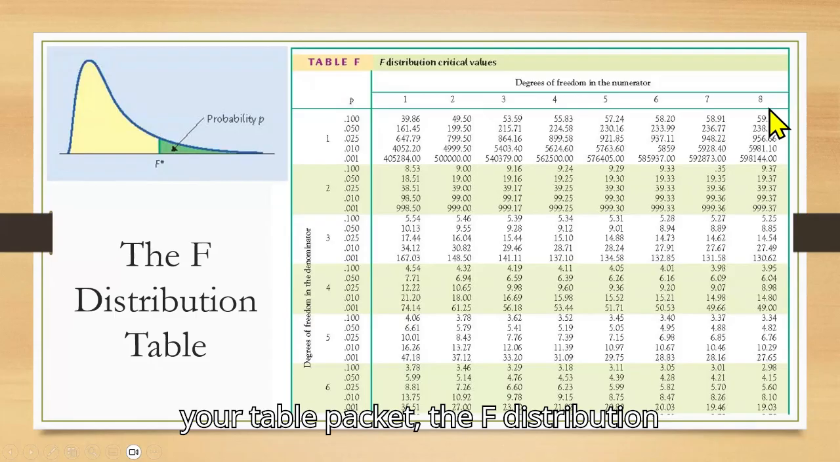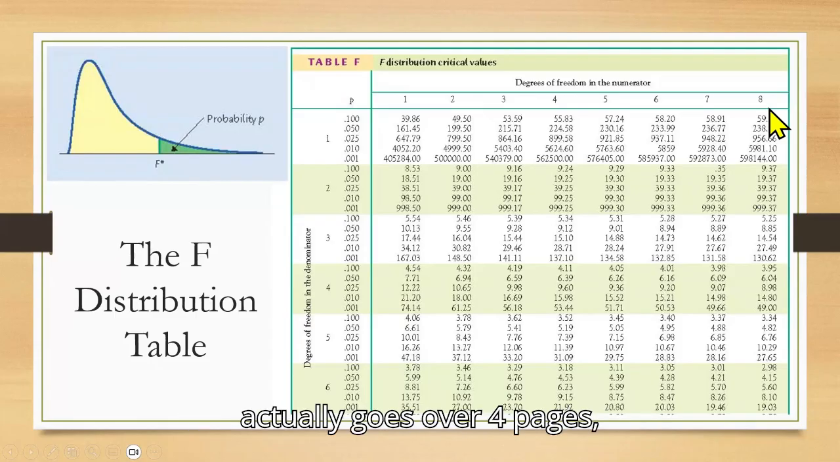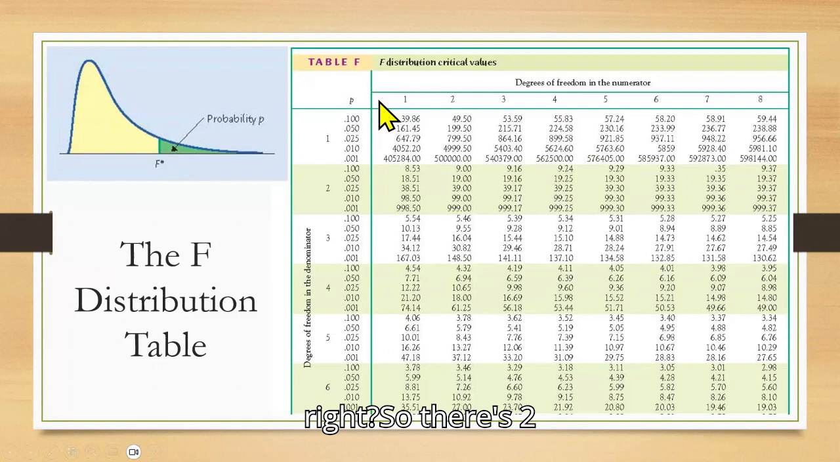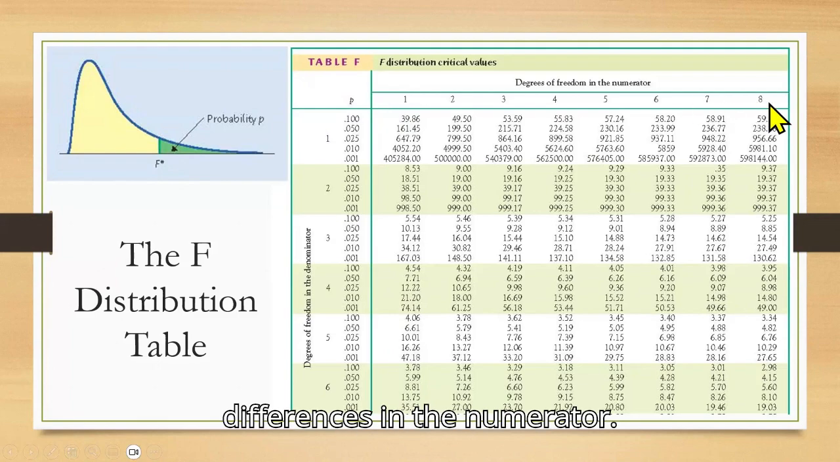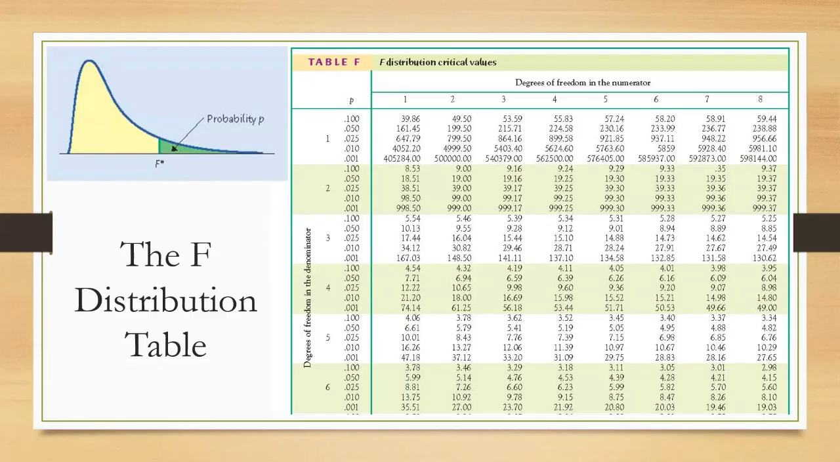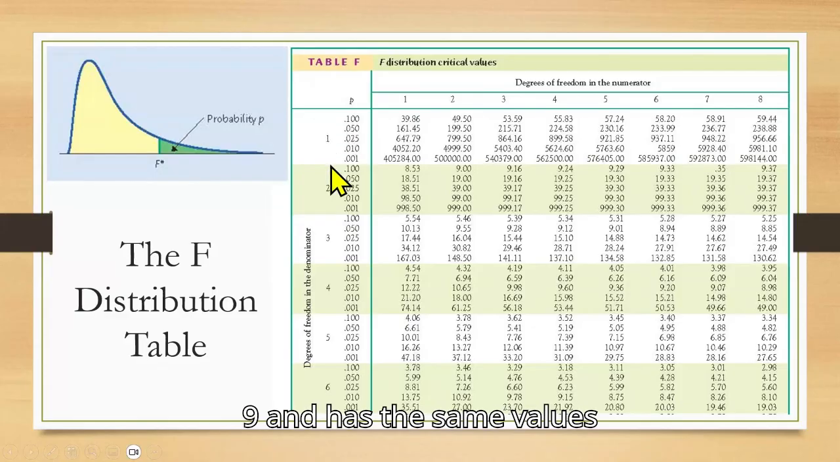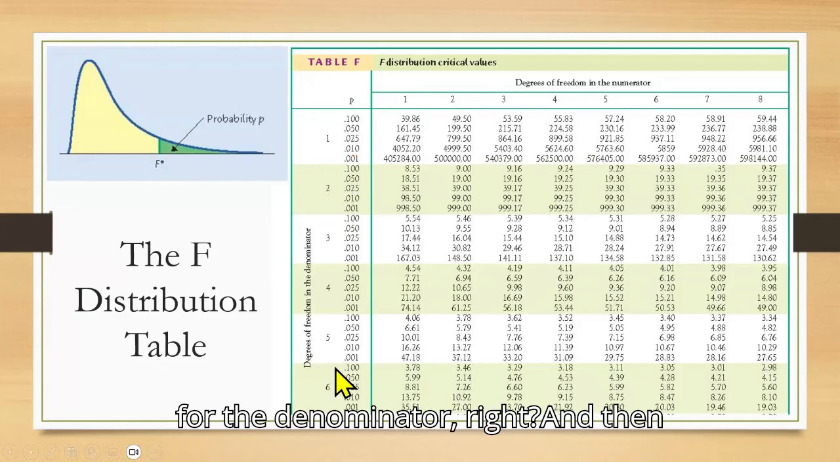All right, when you look in your table packet, the F distribution actually goes over 4 pages. There are 2 pages for differences in the numerator. So the next page starts at 9 and it has the same values for the denominator.